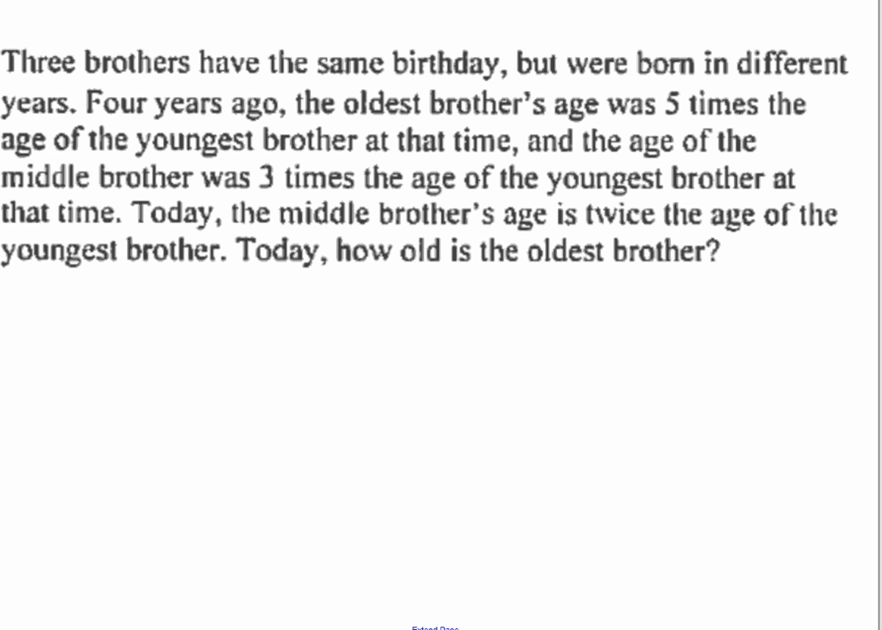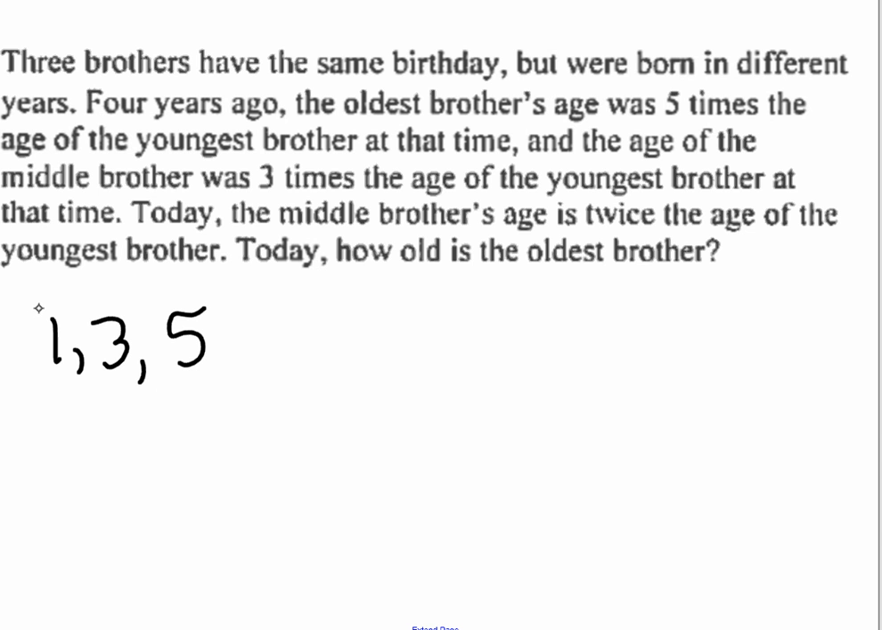So for the next question, we have a question about ages of brothers. One way to approach the question is to just sort of start almost like guessing and checking, where you say, okay, let's say the youngest brother is 1. That means then the oldest brother needs to be 5 times that, and the middle brother is 3. So that could be 1, 3, and 5.